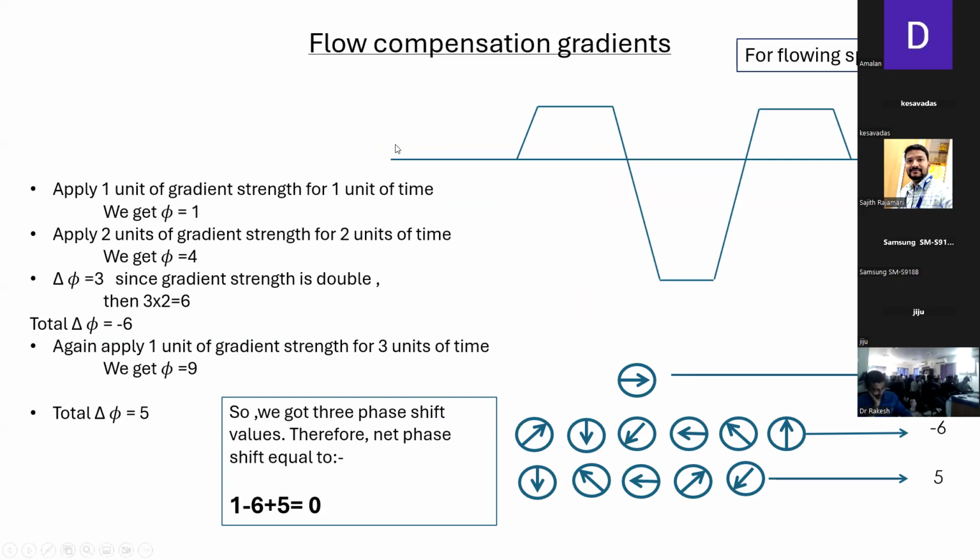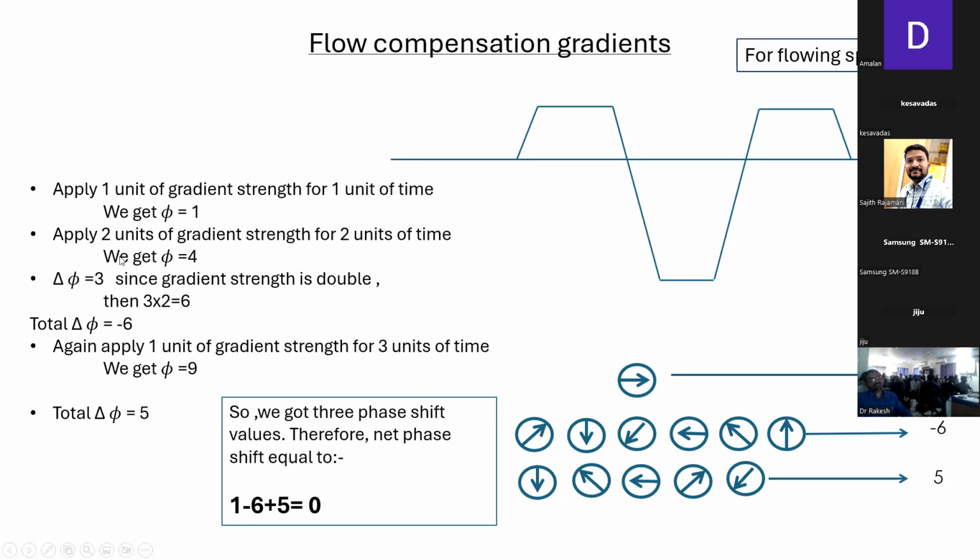We need to keep in mind from the previous equation that for flowing spins, the delta phi is proportional to t square. So again, we'll do the math here. Like the previous example, we have 3 lobes: one positive lobe, one negative lobe with higher amplitude of the gradient, and again one positive lobe. What happens if we apply 1 unit of gradient for 1 unit of time? Here t square, 1 square, equals 1. So we get a phase value of 1. This is positive, so we can keep it as it is.